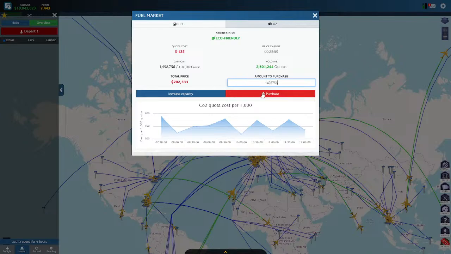1,498,756. There we go. So now I'm at 19. But I have paid for more fuel now than what I had when I started. So it was still 23, right? It cost me 4 million now to top it off, but I will not take that into the calculation.